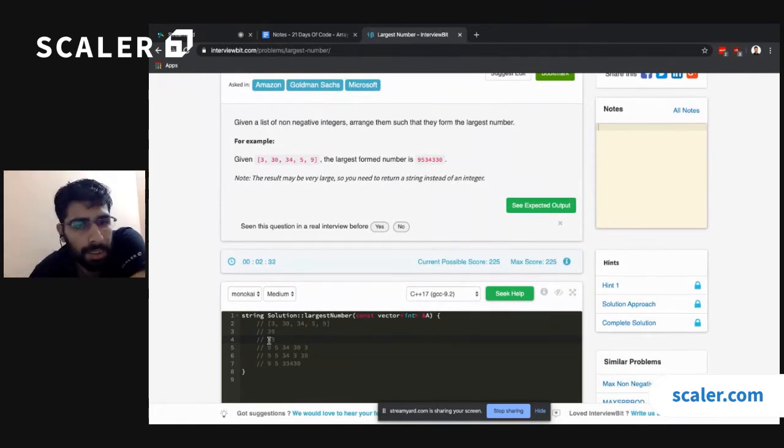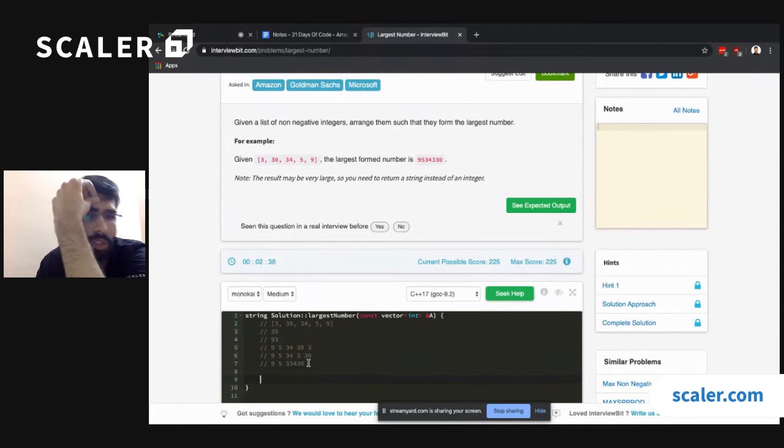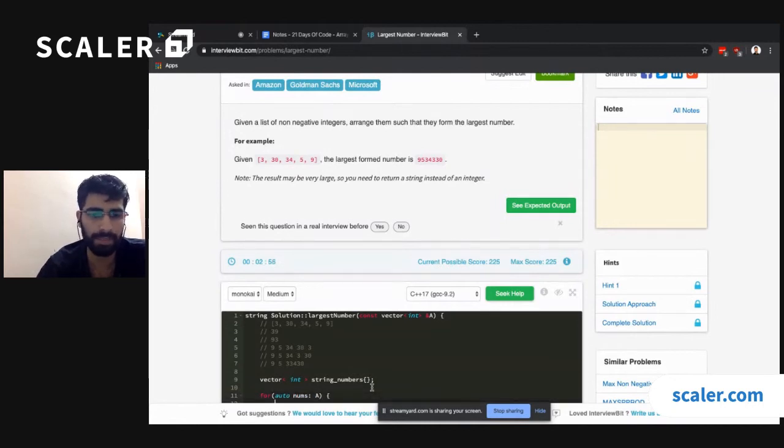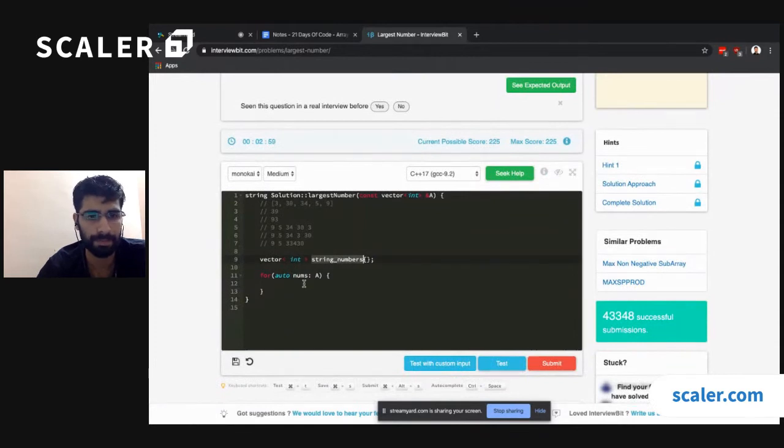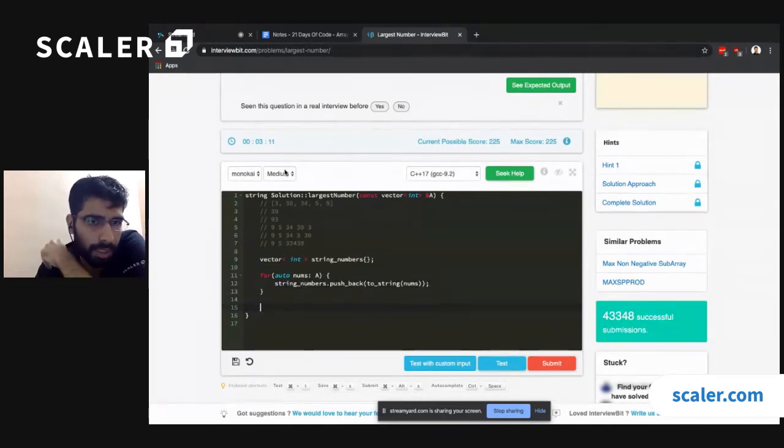So basically I'm dealing with strings, as if the numbers were strings. Because I have to concatenate the digits, I can first convert all my numbers to strings. So let me say a vector of strings, then for auto a in numbers, I will say strings dot push_back. I have to convert those numbers to strings. C++ has this function to_string of numbers. This will work perfectly fine, but it will just convert these to strings. So rather than 330, now they are strings, nothing more.